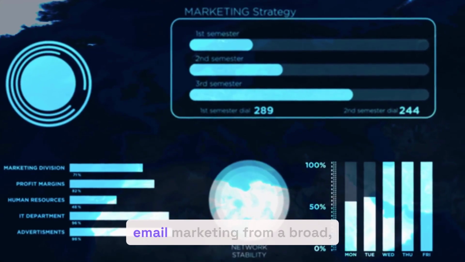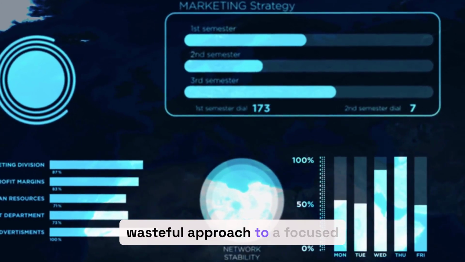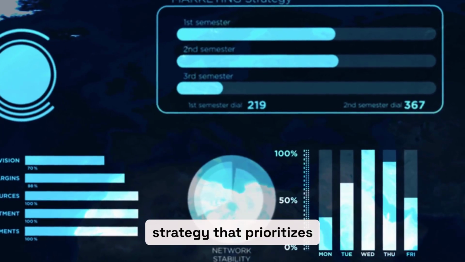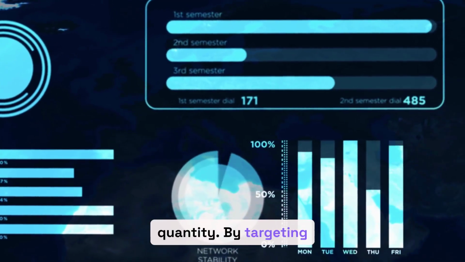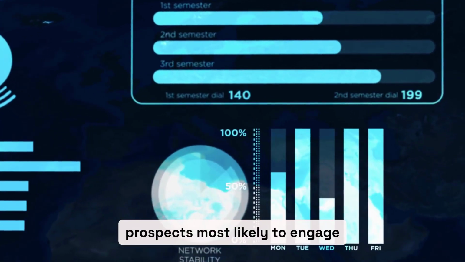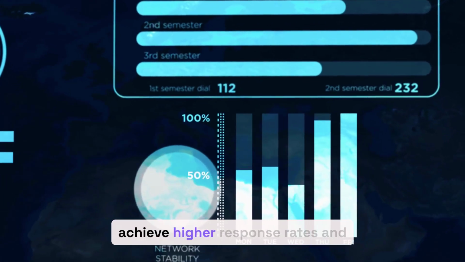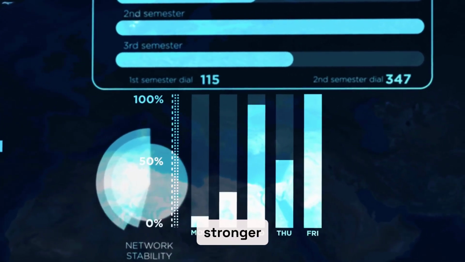Reverse targeting shifts email marketing from a broad, wasteful approach to a focused strategy that prioritizes quality over quantity. By targeting prospects most likely to engage and convert, businesses achieve higher response rates and stronger connections.